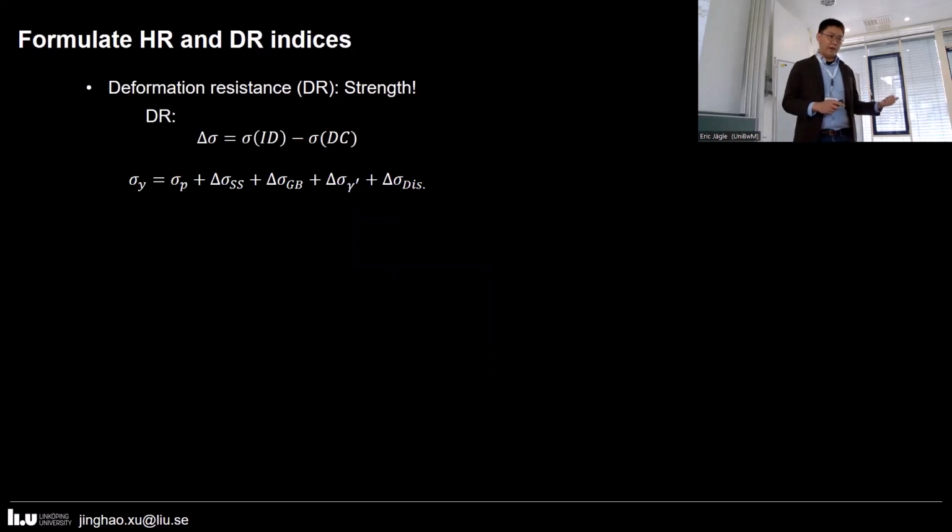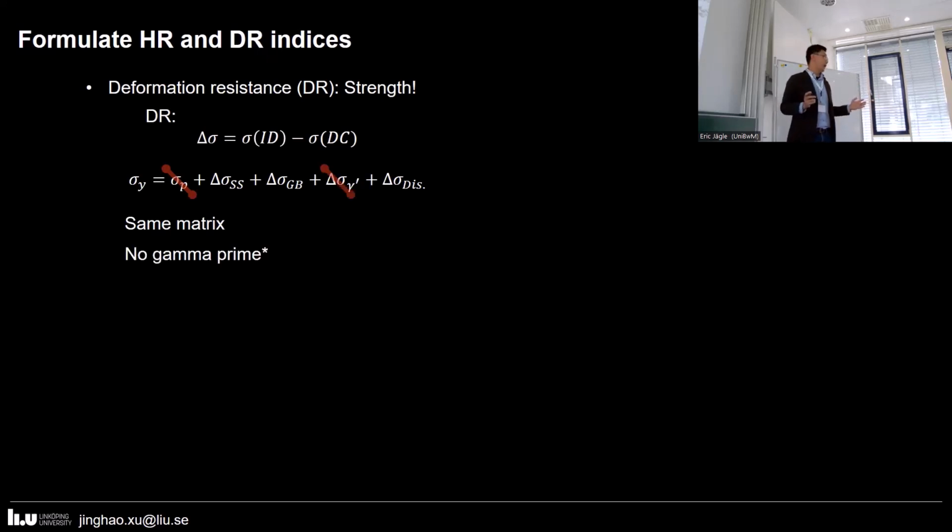For DR, deformation resistance, I naturally think about the strengths. There are a couple of physics-based models. One of the models can be written like this: yield stress equals pure stress plus solid solution, grain boundary, gamma prime, and dislocation. Here, I want to use subtraction. I use ID minus DC, so I can cancel out the same matrix, so it disappears. And there's no gamma prime, I assumed, and I think some of you may agree with this also.